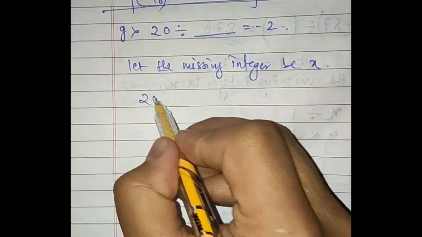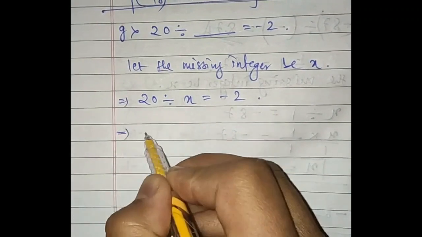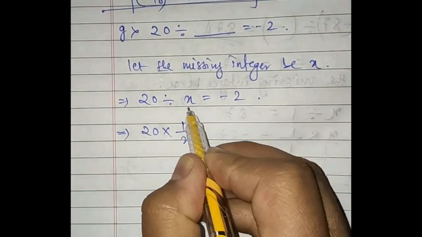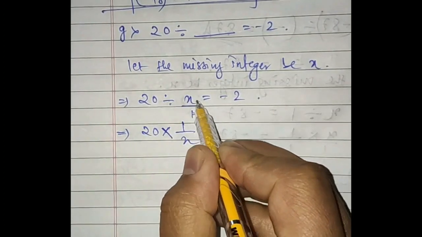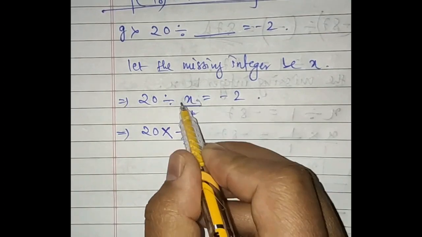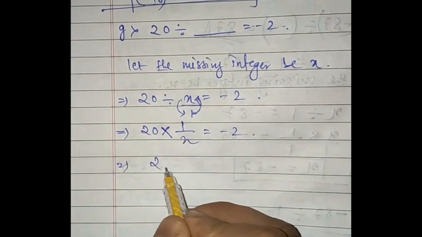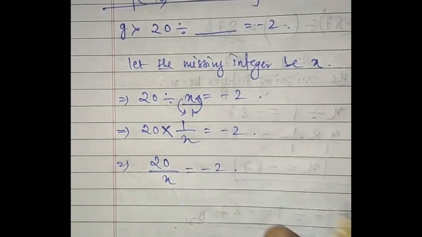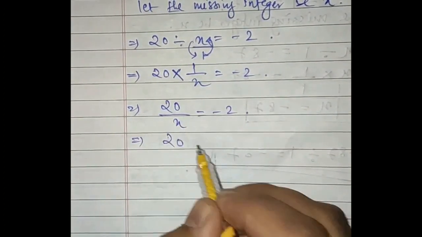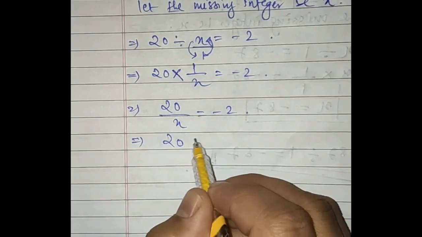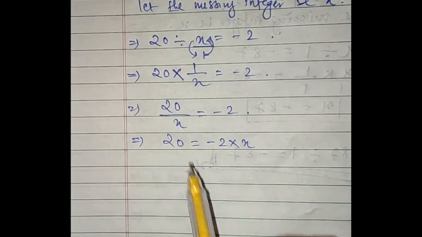So 20 divided by x is equal to minus 2. So 20 into 1 by x, because it is x by 1. When this is converted, x will become 1 and the 1 will go up and x will come down, is equal to minus 2. So 20 divided by x is equal to minus 2, isn't it? So next, 20 is equal to minus 2 into x. This is quite a tricky one, isn't it? Because this x is coming here.